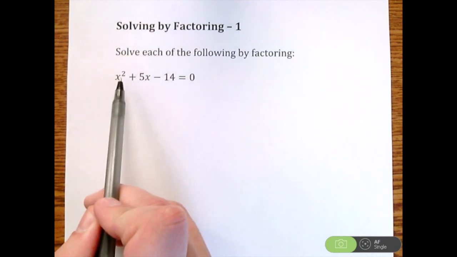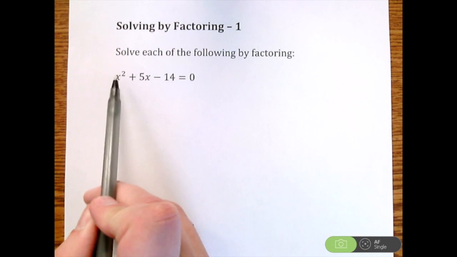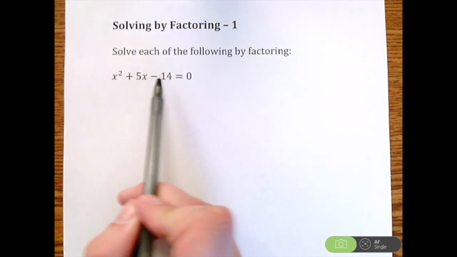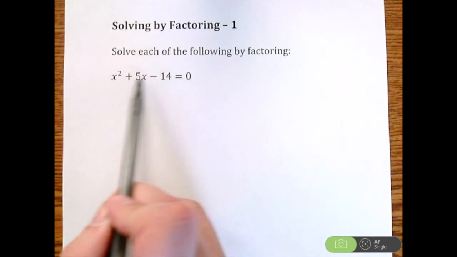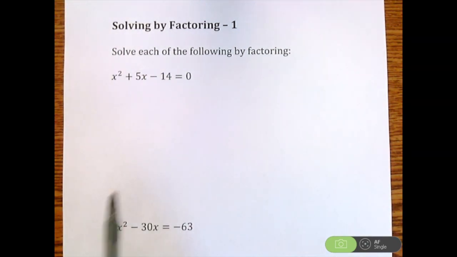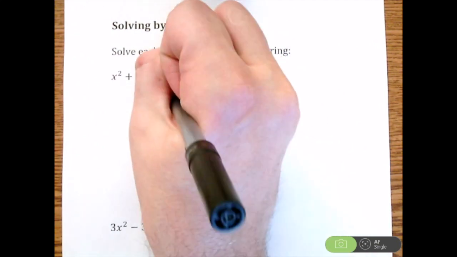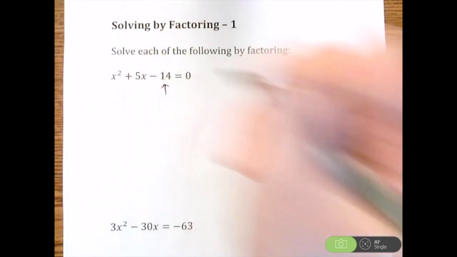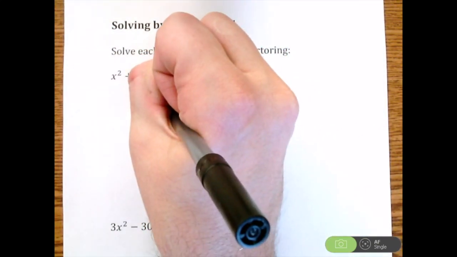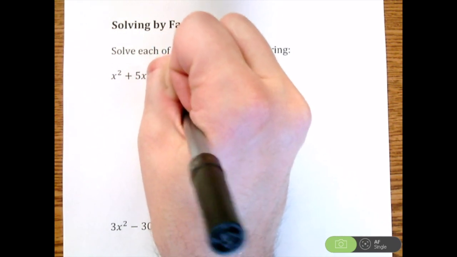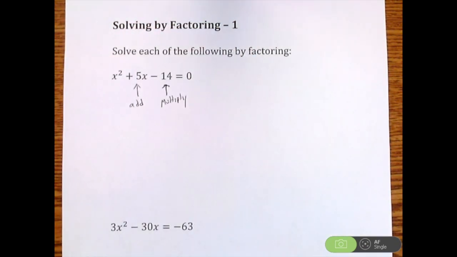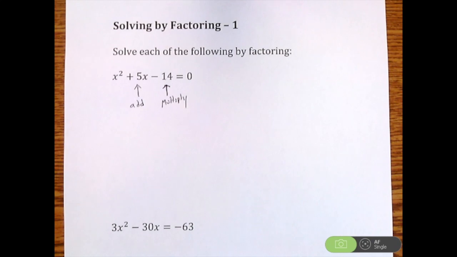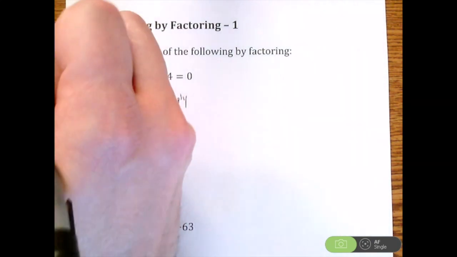Now what I'm seeing here is I have an x squared with no number in front of it and a 5x minus 14. When there's no number in front of that x squared, I mean really it is 1. I can use a little bit of a shortcut to try and factor this. What I'm going to look for, and you would learn this if you watch my factoring videos, is I'm going to find two numbers that multiply to negative 14, but those same two numbers need to add to positive 5. So two numbers that multiply to negative 14 and add to 5.